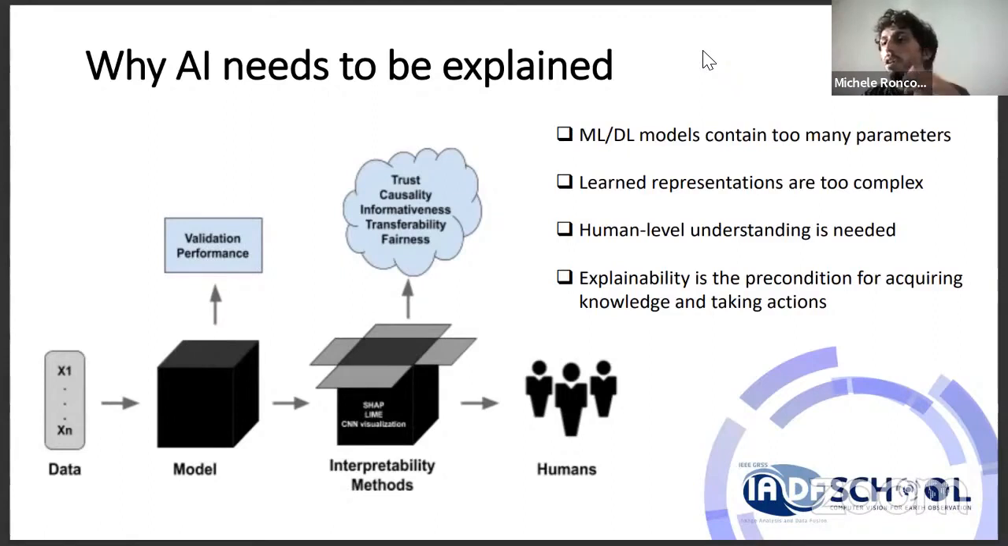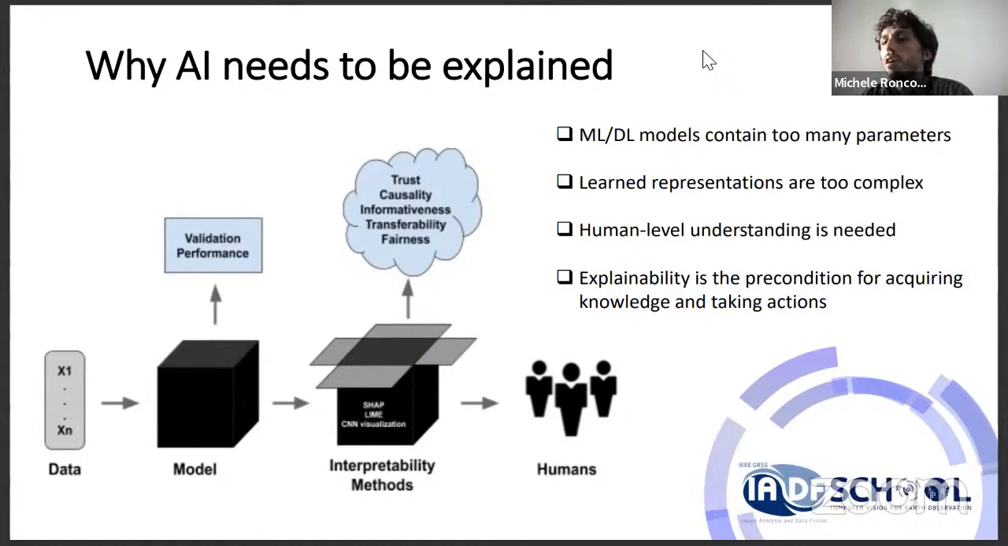While in the case of machine learning models, the usual approach is that you just have some data set, you have your models, and the model, just as machine learning says, learns the parameters on its own, optimizing a certain loss function. So the first problem is the dimensionality of these models.